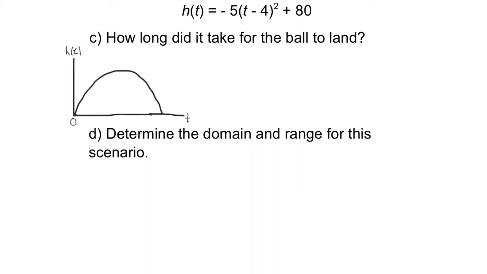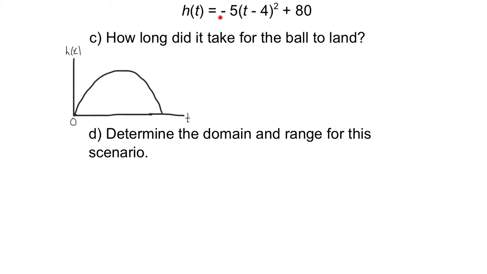Well, here's my sketch again. So I know the height starts at 0, it goes up, and it comes back down, lands on the ground again after a certain amount of time. But how long did it take for the ball to land? So basically I'm asking, how long did it take to get here? What's the value of t at this point?